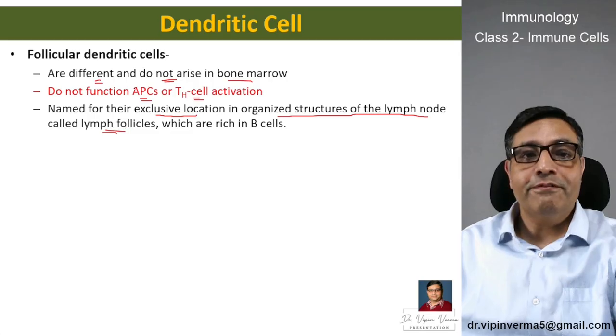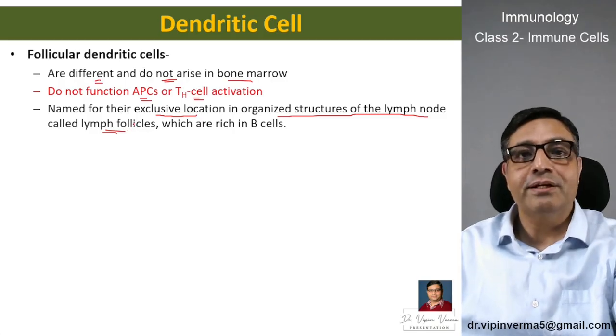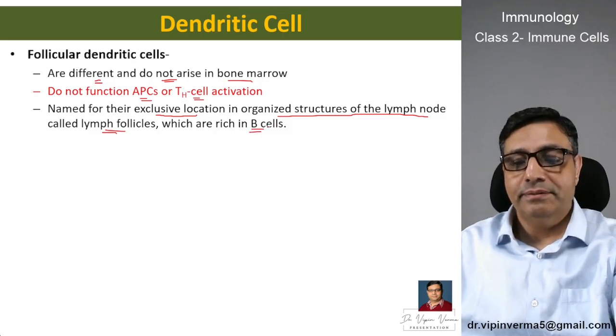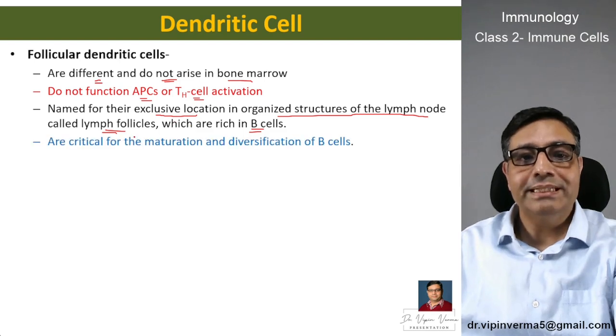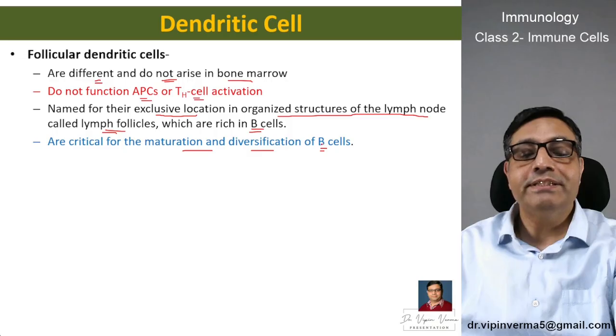regions of the follicular dendritic cells, and these are known as the lymph follicles. And because they are present in the follicle, they are called follicular dendritic cells, and these follicles are rich in B cells. Okay, the lymph follicles are rich in B cells. They are critical for the maturation and diversification of the B cells. So their main role is to mature and diversify the B cells rather than presenting the antigen to the T cells.